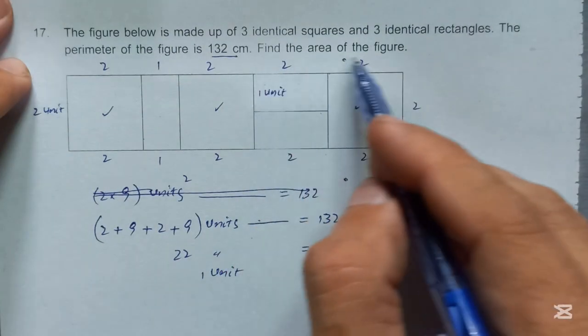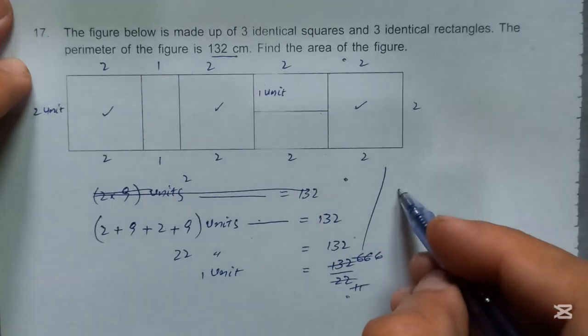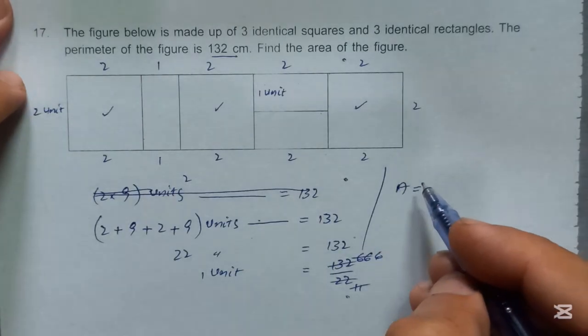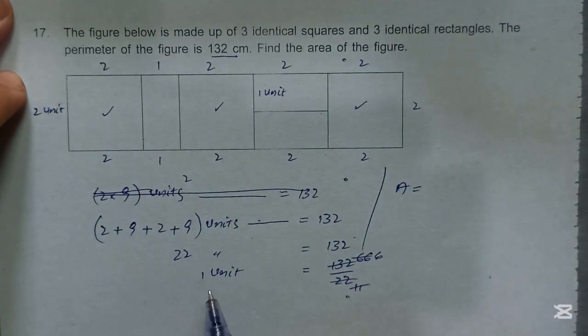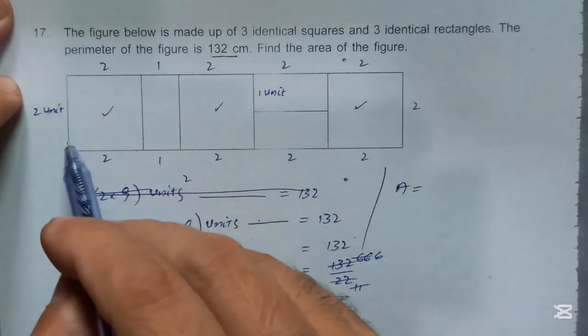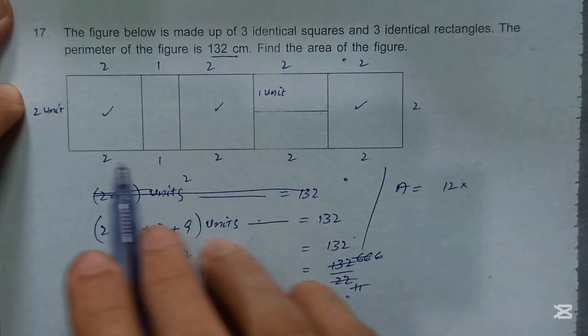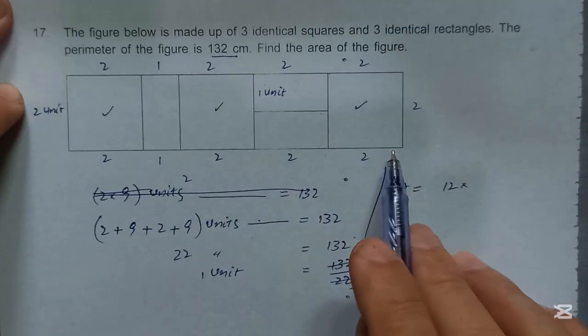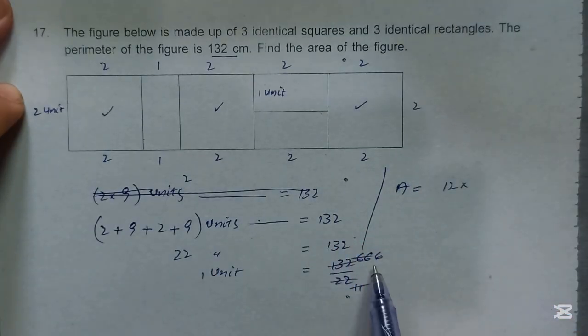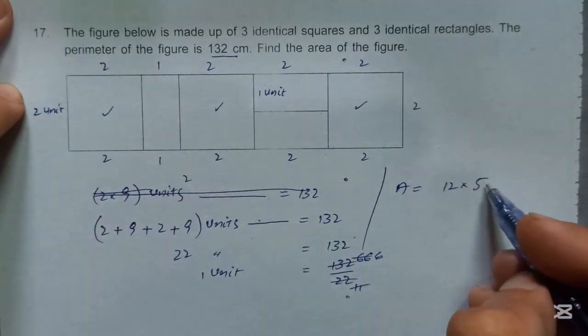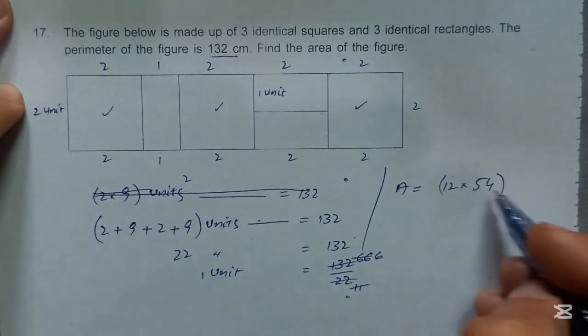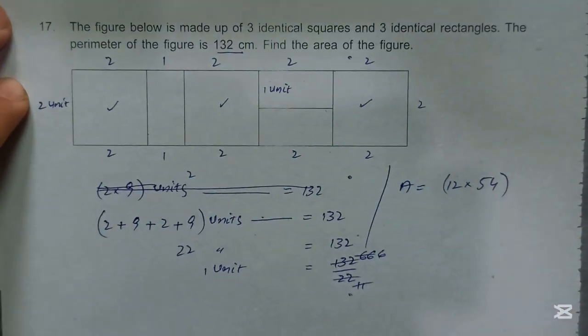Okay, find the area now. So this will be easy now. So area is equal to, if 1 unit is representing 6, so 2 units will represent 12. And this is total 9 units. So 9 into 6 will be 54. Solve it on the calculator, you will get the answer.